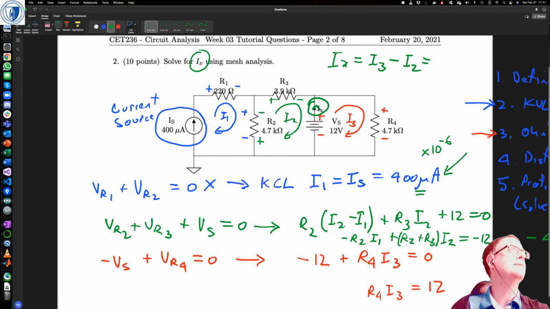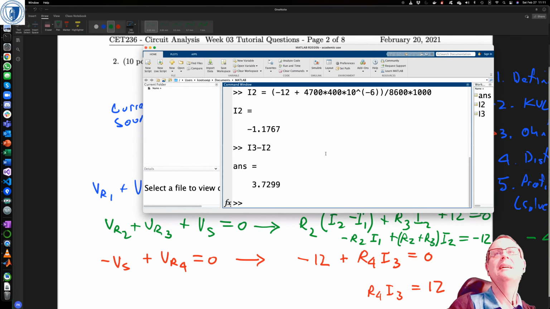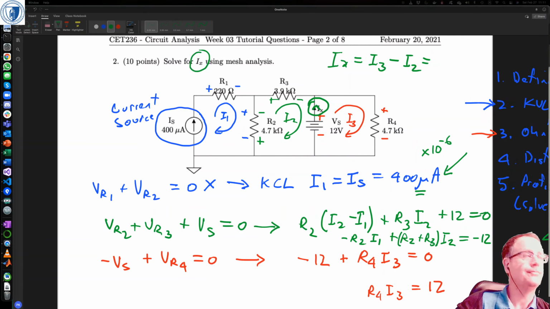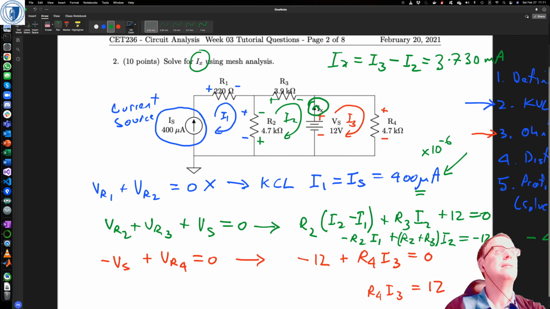At the moment I've put my I3 and I2 in terms of milliamps, so if I just do I3 minus I2, that should tell me what it is, and it's 3.730 milliamps to 4 significant figures. And 3.730 milliamps. Does that make sense? Okay.